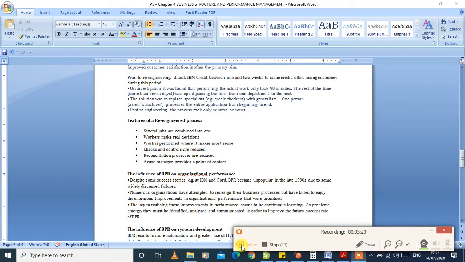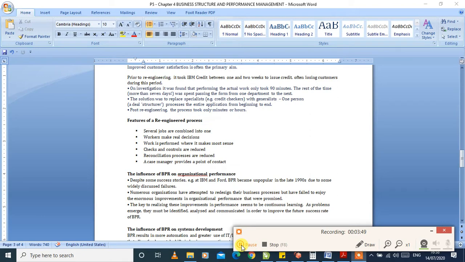Third one is work is performed where it makes most sense, meaning sometimes how your processes had been organized, how your processes were arranged might be changed after the BPR. I'll show you with an example. Checks and controls are reduced. Checks and controls are reduced means the supervisory roles will be reduced.